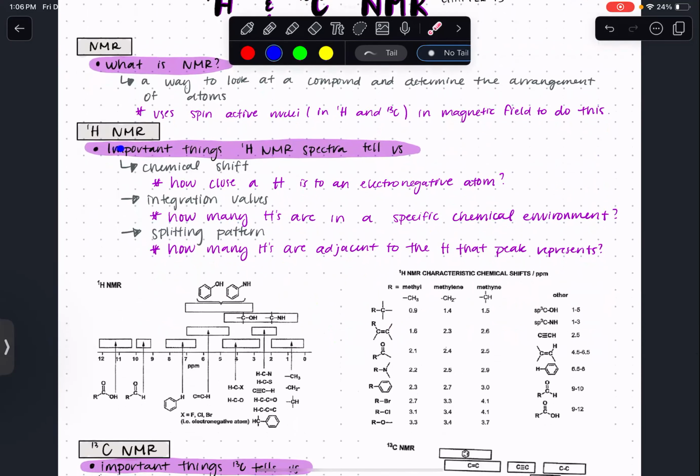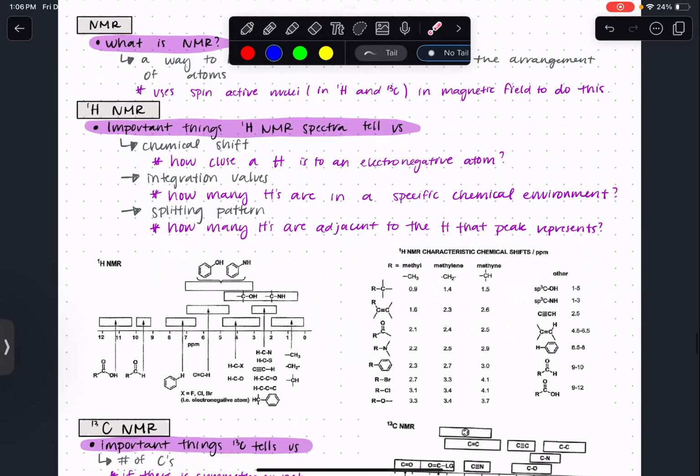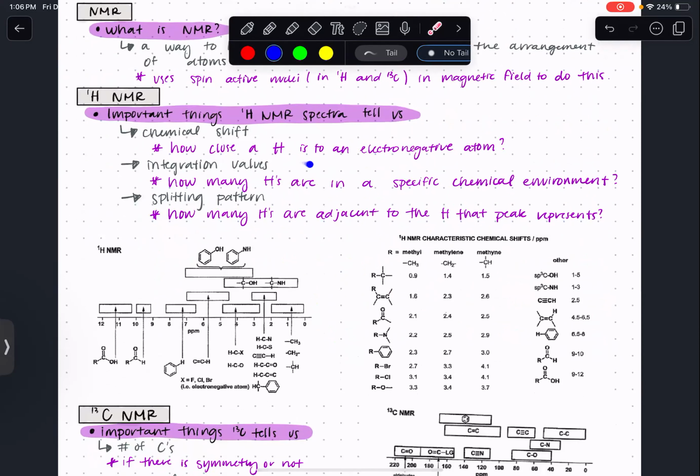With hydrogen NMR, important things that the spectra will tell us is the chemical shift will tell us how close a hydrogen is to an electronegative atom. Integration values will tell us how many hydrogens are in a specific chemical environment. And then splitting pattern will tell us how many hydrogens are adjacent to the hydrogen that peak represents.